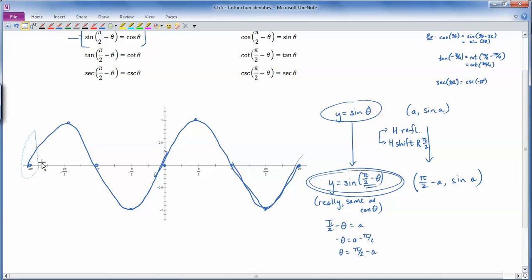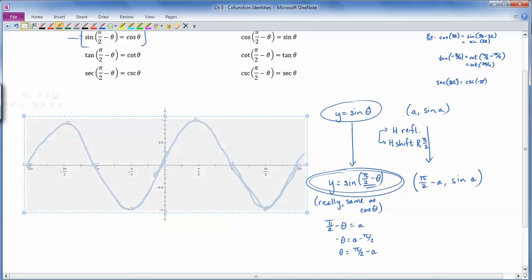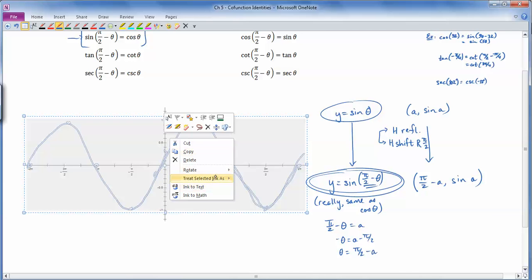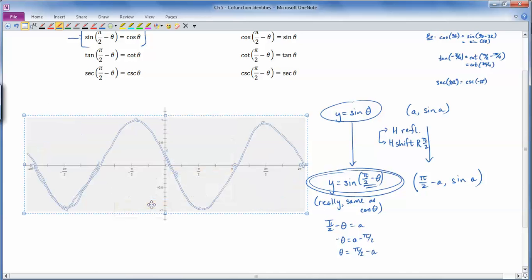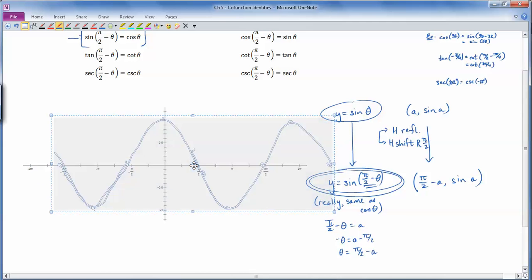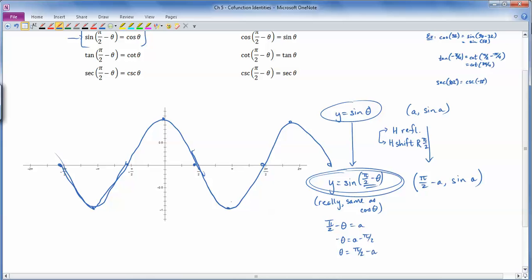Okay, let me just select the curve instead of the entire axes too. Okay, so I'm going to flip this. And then I'm going to move that origin point to pi over 2. And when I do that, I end up with the cosine graph. So graphically, we've proven that sine of pi over 2 minus theta equals cos theta.